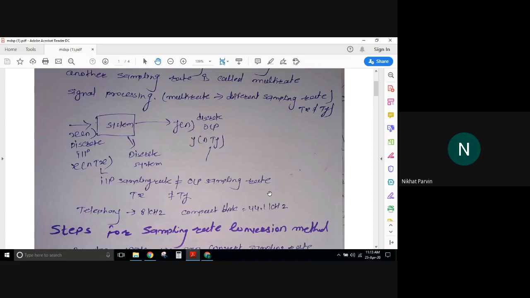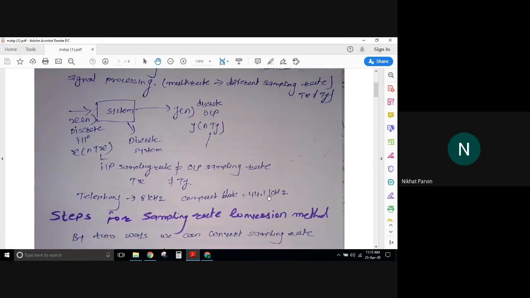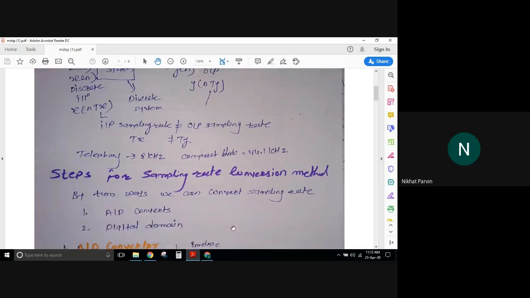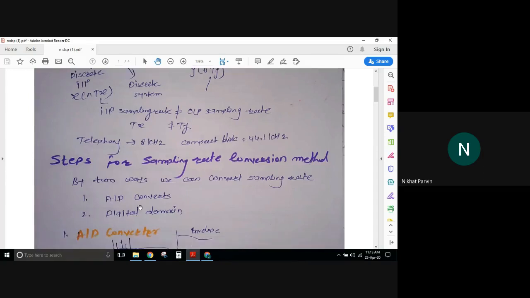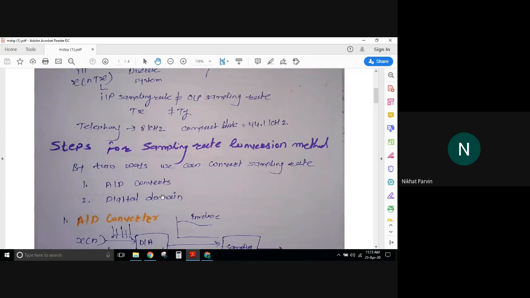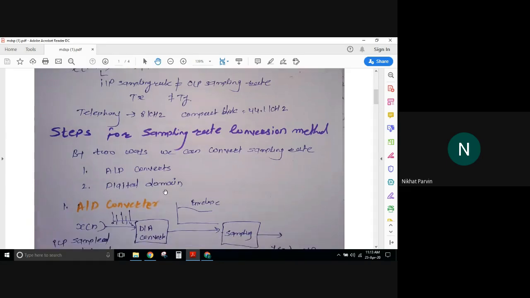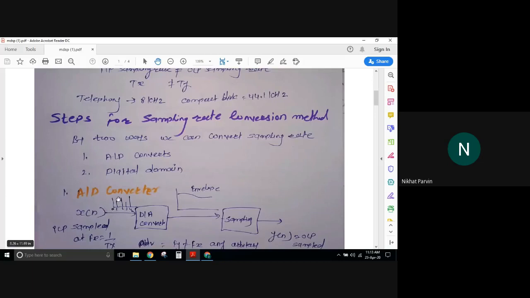So what are the steps to convert one sampling rate to another? This can be achieved with the help of two conversion methods. One is A by D converters and the other is digital domain converters. So what happens in A by D converters, we have to see first.